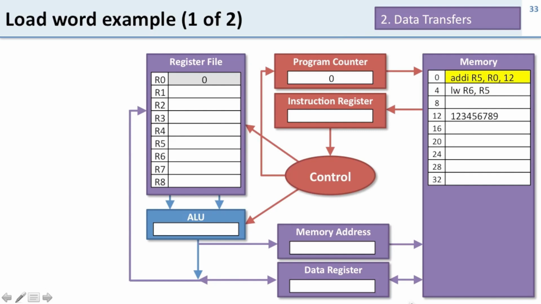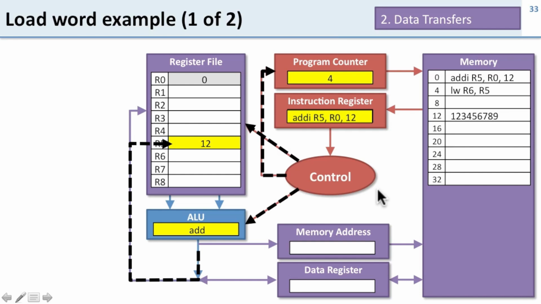We start out with instruction 0. We move it into our instruction register, and our control tells our ALU to do an add, and tells the register file what data to use. This is an add immediate instruction, so we're going to get some of the data from R0, but we also need some data from this 12. So we take some of the data from R0 and some of the data directly from the instruction. That 12 is in the instruction, and we send that 12 right down to the ALU. We add those together, and we write back into R5 the value 12.